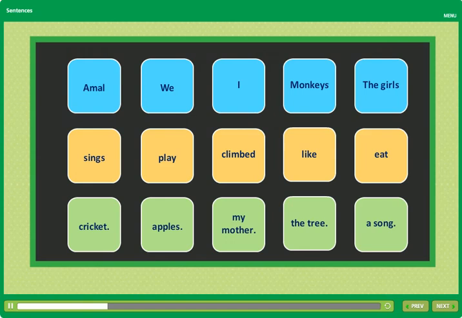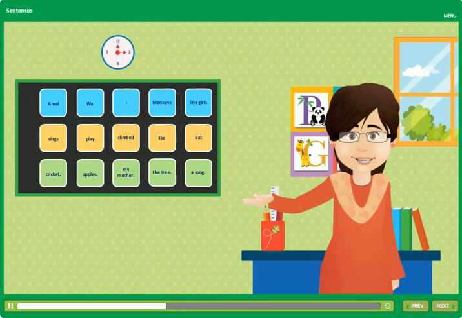Okay, let's read all these cards first. Amal, we, I, monkeys, the girls, sings, play, climbed, like, eat, cricket, apples, my mother, the tree, a song. Now we will make sentences using one card from each section. You can choose any of the words, but make sure it makes sense. Who wants to choose the first word of the sentence?